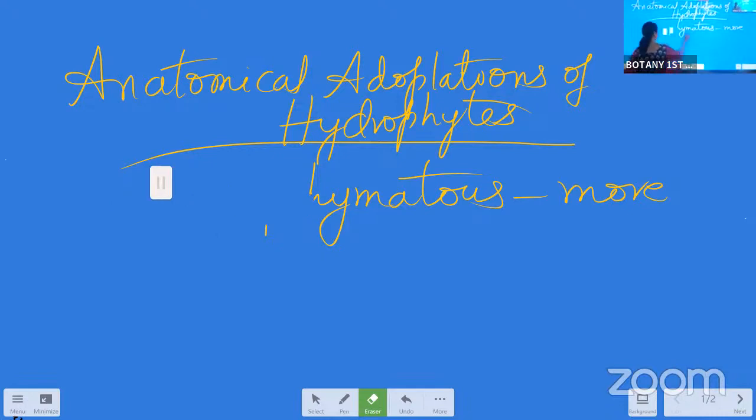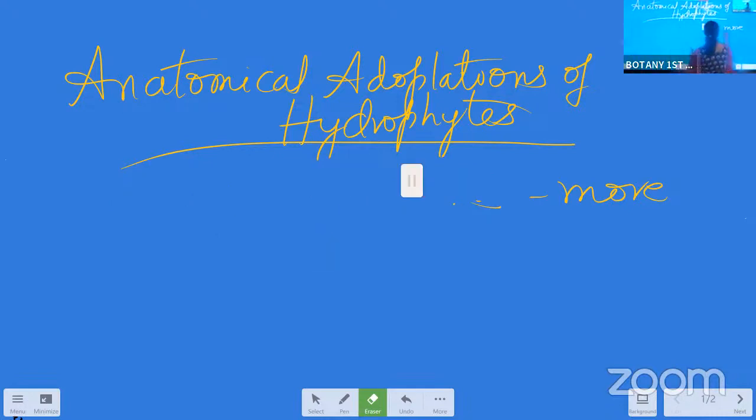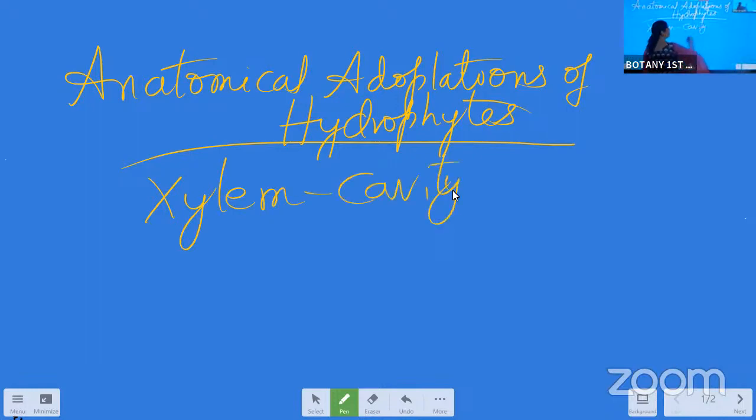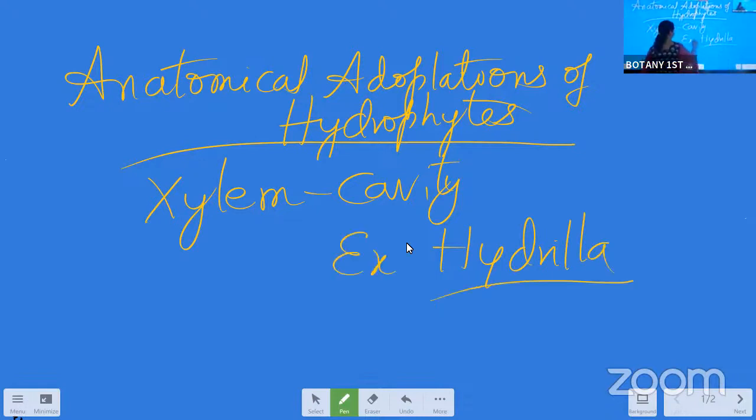And the next one is in the stellar region. In the stellar region, xylem shows cavity. Xylem shows cavity-like occurrence in the hydrophytes. Which plants? The best example here is Hydrilla. We have to give the example. Same thing we are having in 2 marks. Xylem shows cavity in hydrophytes.